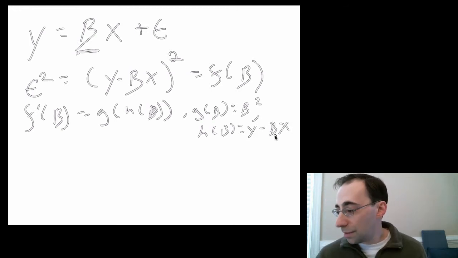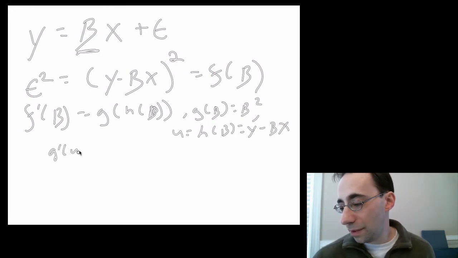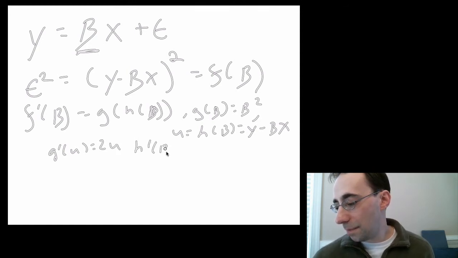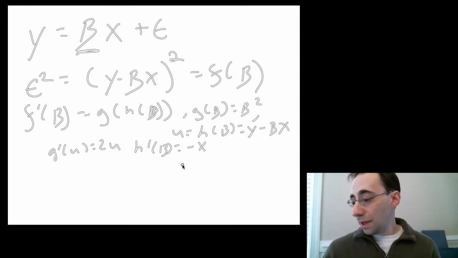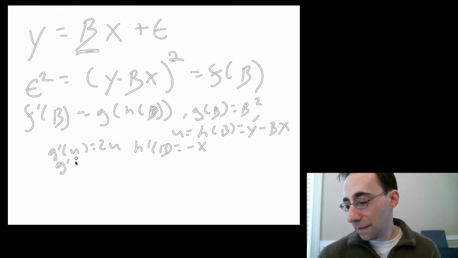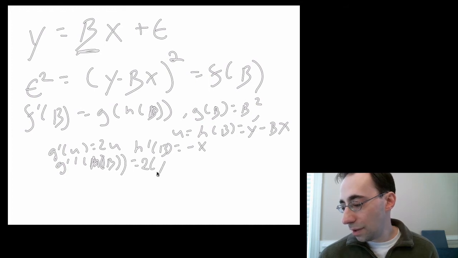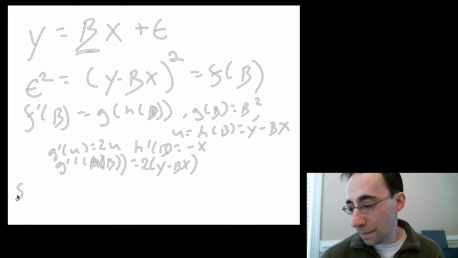How do we use the chain rule? Well, we'll call this thing u. We'll say that g prime of u equals 2u. We'll say that h prime of beta equals negative x, because the y is just a constant, it goes away. And so is the x, it sticks around, but it's just a constant. Now we're going to substitute back in for g of h of beta, which will equal 2 times (y minus beta x). And then finally we multiply it by h prime of beta to give us the value.